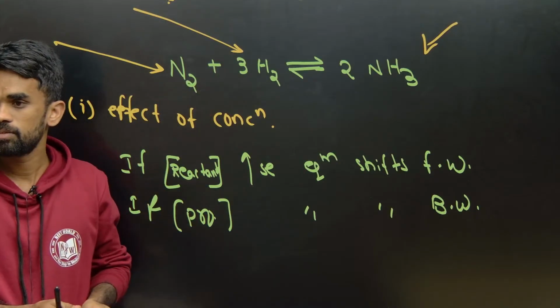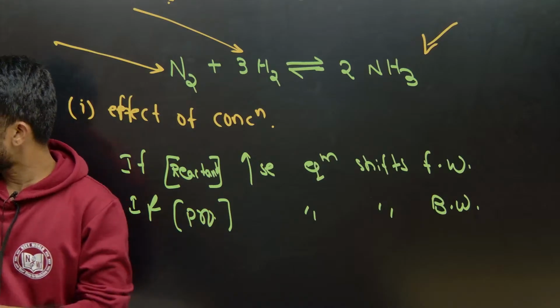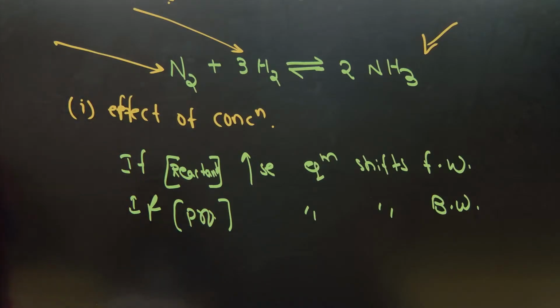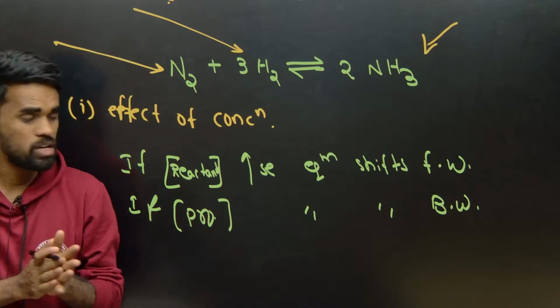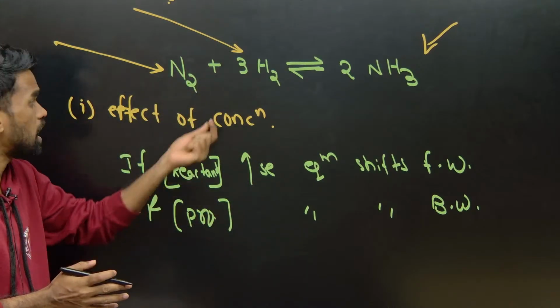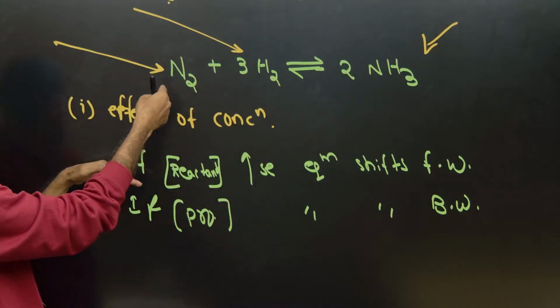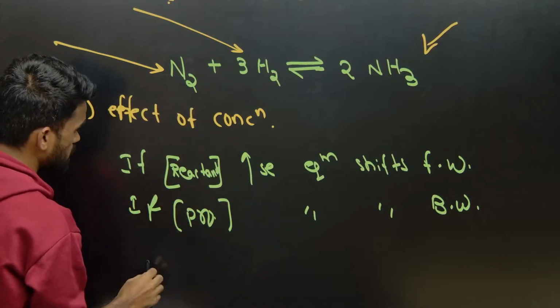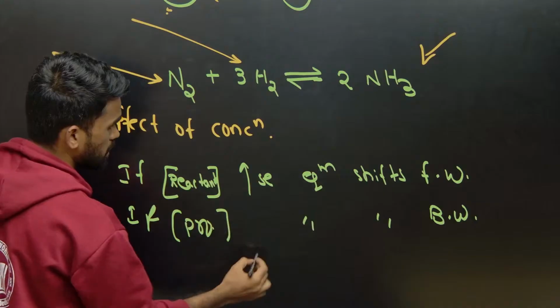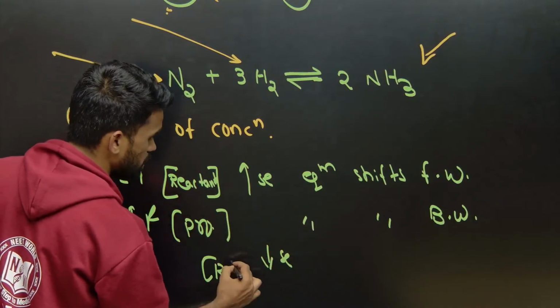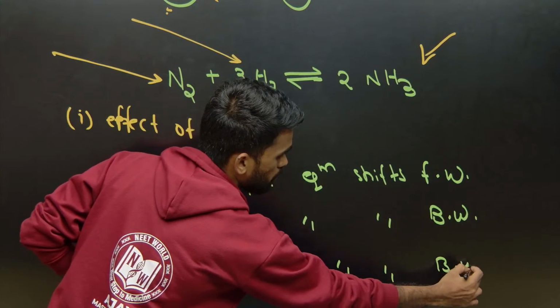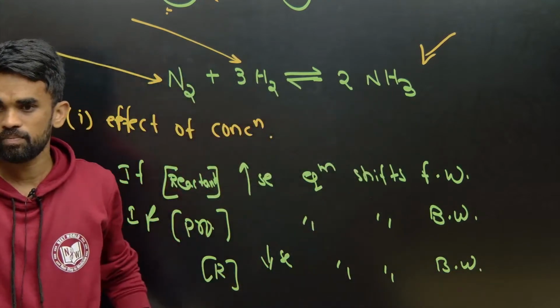Now see what I am doing: instead of increasing the concentration, I am decreasing the concentration of reactant. What happens? If the concentration of reactants is decreased, then in order to nullify that, the equilibrium favors backward. So if the concentration of reactant is decreased, the equilibrium shifts backward. If the concentration of product is decreased, it shifts forward.